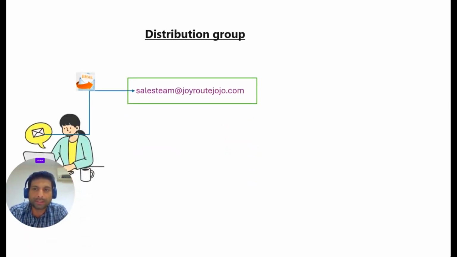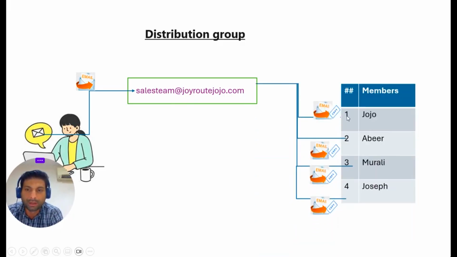First, let us understand what a distribution group is. Distribution group is also known as distribution list. It acts solely as a mailing list. When an email is sent to a distribution group address, it is forwarded to all members' personal mailboxes. For example, this particular user is sending mail to sales team at joyroute-jojo.com. Whoever is a member of this particular distribution group, they get a copy of this mail in their personal mailbox.